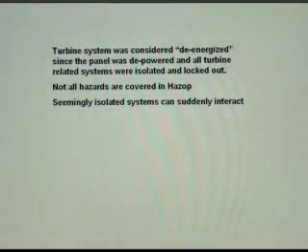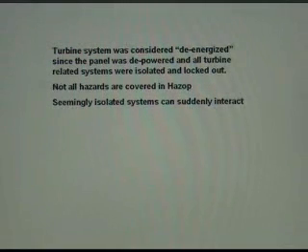This is a picture of the same engine. You can see the struts he'd be pulled right into. So, yeah, the turbine was considered de-energized, and the ice-related systems were locked out and tagged out.